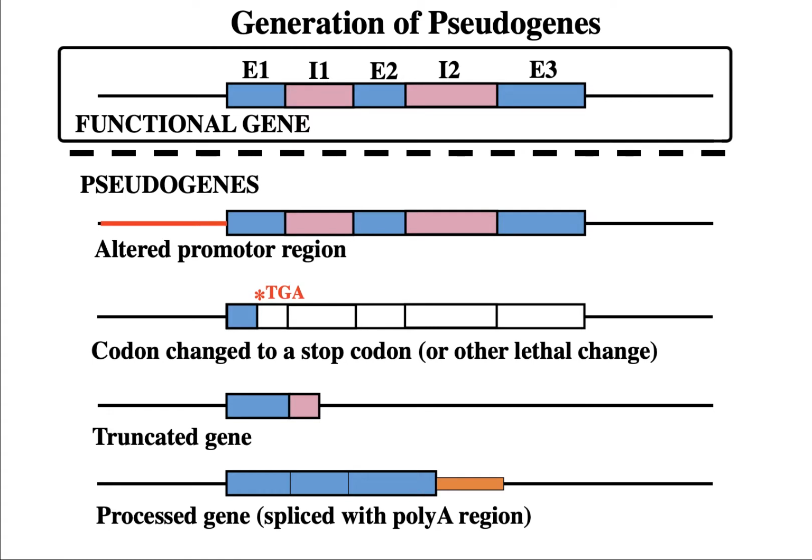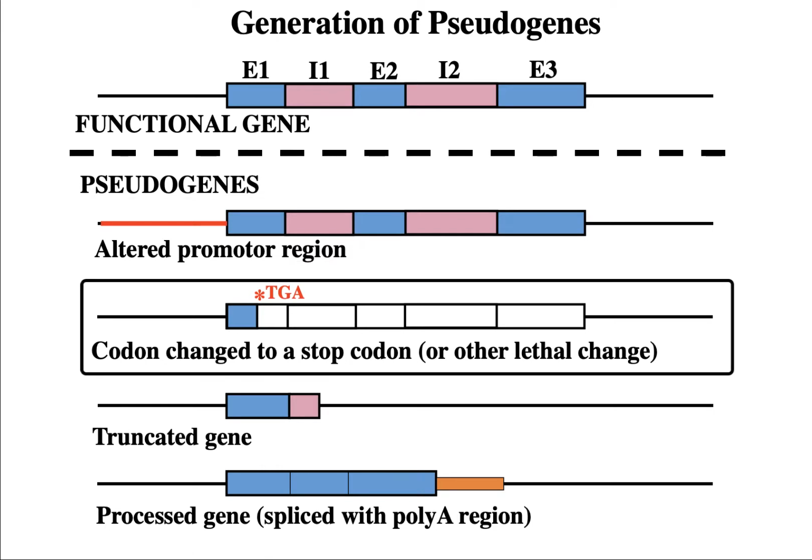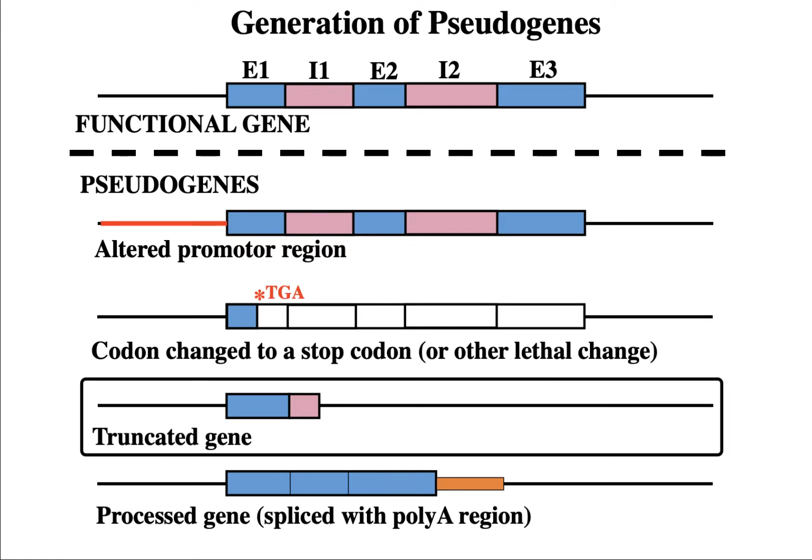Here's a functional gene at the top. One type of pseudogene has an altered promoter region, so the gene is always turned off. It's never transcribed, even though the entire sequence is there. The second one is where there's a nonsense codon due to a mutation. And so you have transcription of the RNA, but during translation, there's an early stoppage of that protein, so the protein does not function. There are also ones where there's a truncated gene, so only part of the gene is actually there, and these may or may not be transcribed.